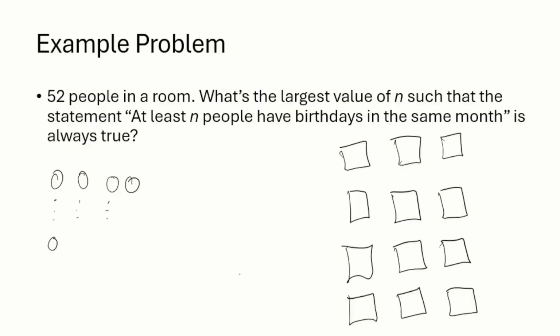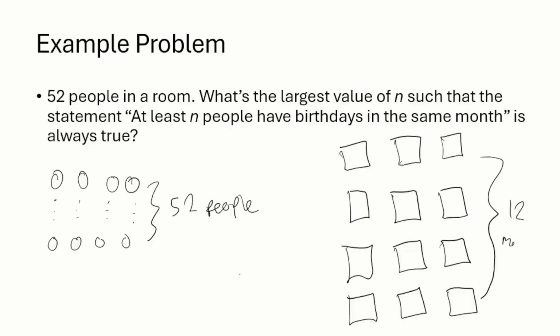So suppose that we've got our 52 people all lined up, and we've got our 12 months. And these are going to be our cubbyholes. And basically, we want to toss those 52 people in the 12 months, and we want to do so in a way that minimizes crowding, right? Because if we want to say at least n people have birthdays in the same month, regardless of the distribution, then that's going to have to hold true in the case where there's the least amount of crowding, where the least number of people have birthdays within the same month.